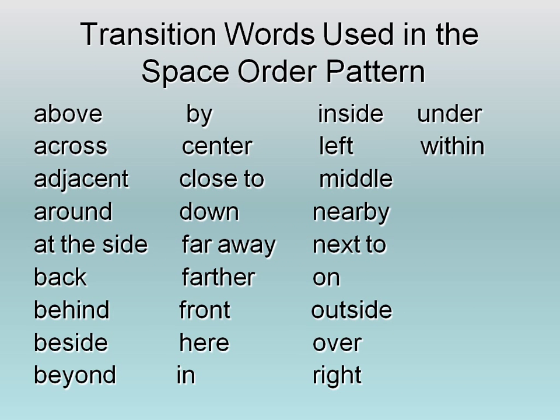Transition words of space order signal that the details follow a logical order based on 2 elements: how the object, place, or person is arranged in space, and the starting point from which the author chooses to begin the description. The following is a list of transitions used in the space or spatial order pattern. Read the list of transitions.